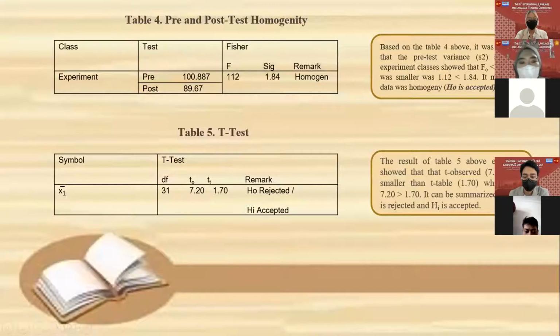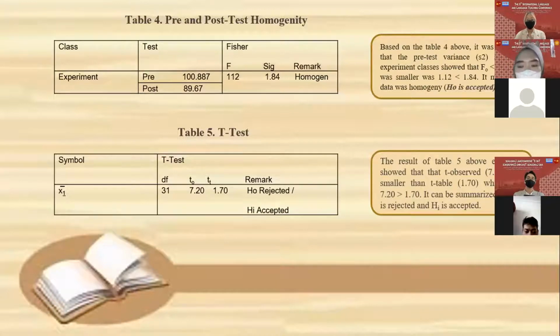Okay, this is the class test and the t-test, tables 4 and 5. Based on table 4 above, it was obtained that the pre-test variance score of the experiment class shows that the significance value was smaller than the t-test. The first, this is about the pre-test, how it is accepted, and table 5.